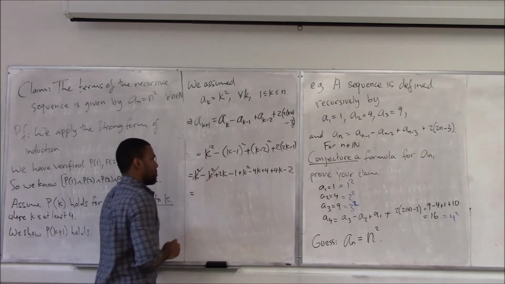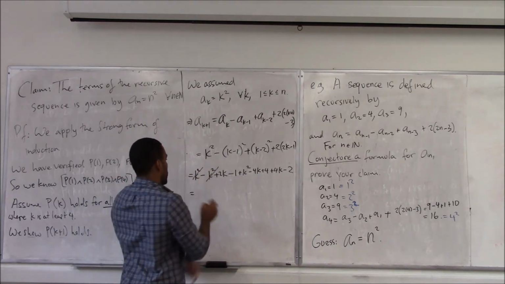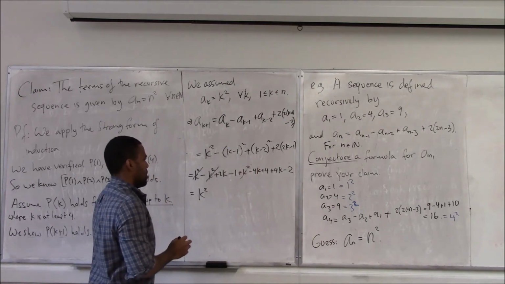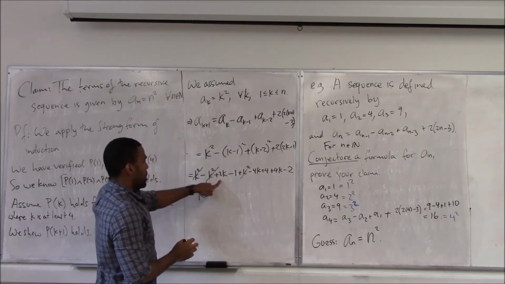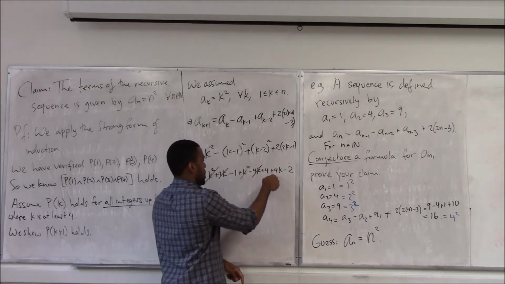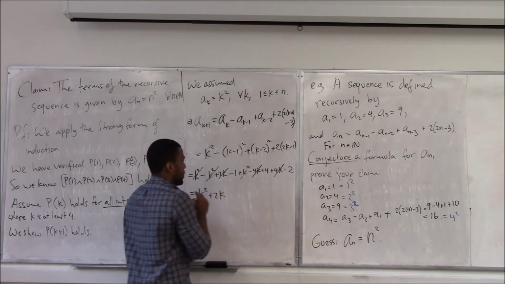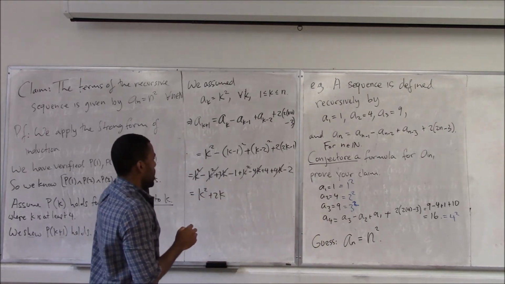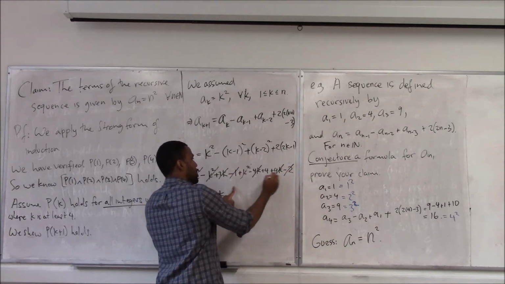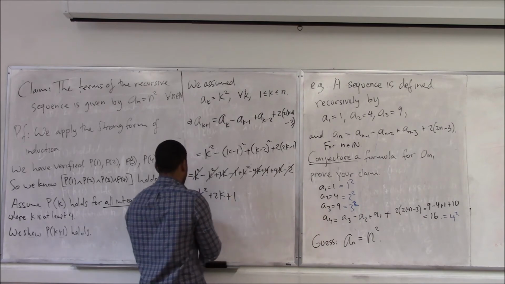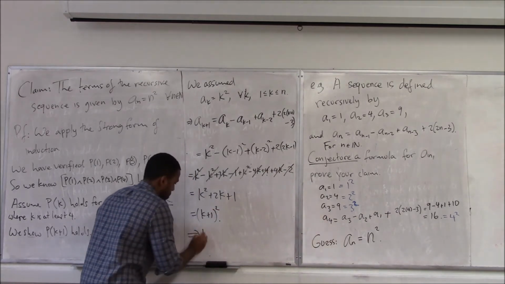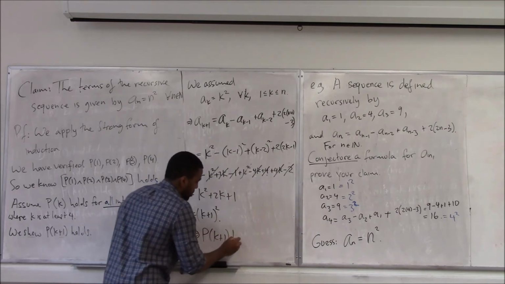So this kills that. I have a k squared here, so that's that. I have 2k minus 4k, that's minus 2k, plus 4k, that's 2k. I have minus 1, minus 2, that's minus 3, plus 4. So P of k plus 1 holds.